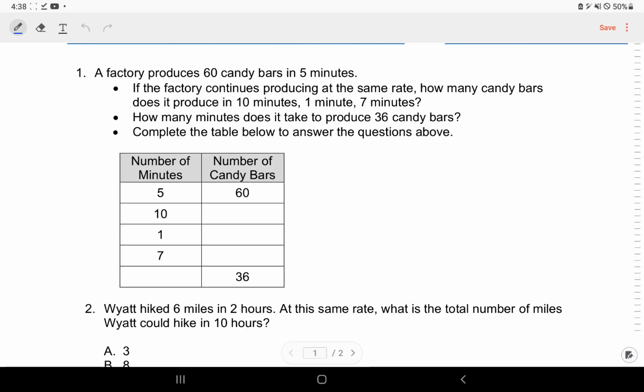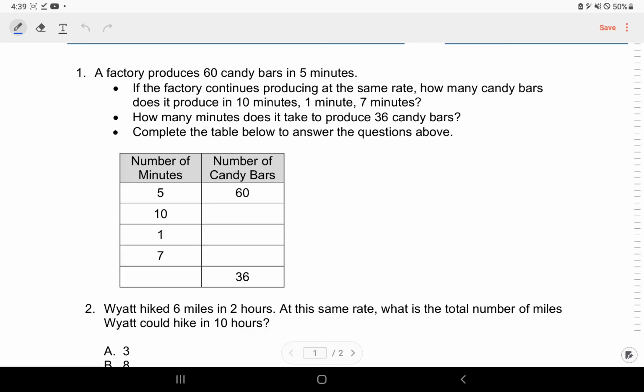So a factory produces 60 candy bars in 5 minutes. If the factory continues producing at the same rate, how many candy bars does it produce in 10 minutes, 1 minute, 7 minutes? And how many minutes does it take to produce 36 candy bars? Complete the table below to answer the questions above. So, all the information we need is here.